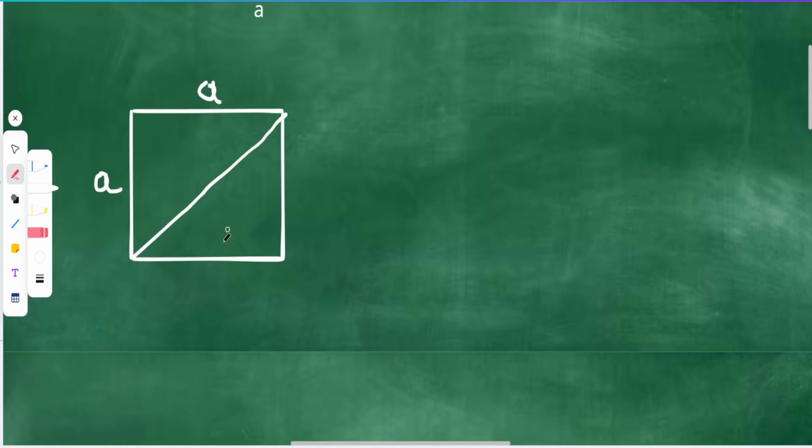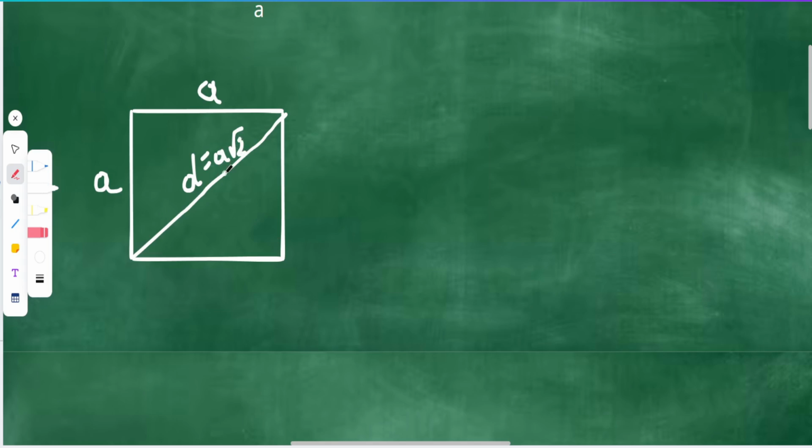Surely all of you know that a square has all sides equal. You can mark them as a, and it also has a diagonal which is equal to d. Maybe some of you know the formula for d. It is equal to a root of 2. However, I remember from school that it was always hard for me to remember this formula.